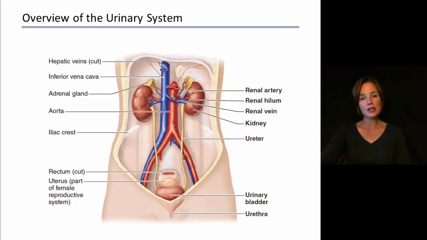Now, if we look at this a little bit closer, here we have a cross section of the front of the human body. We can see the kidneys in there. There are 2 of them. We have the right and left kidney, and the one on the right is going to be a little bit lower than the other. And then these are going to be connected by the ureters to the bladder.